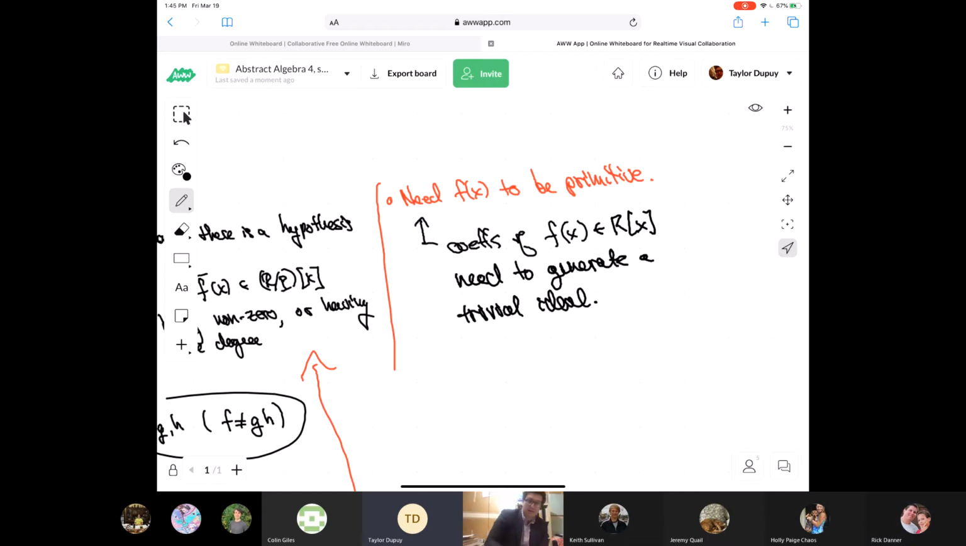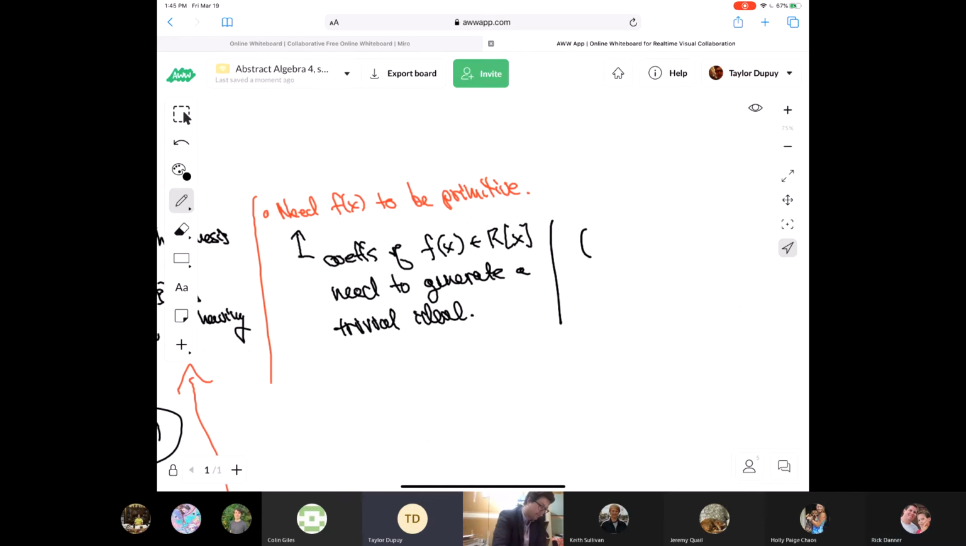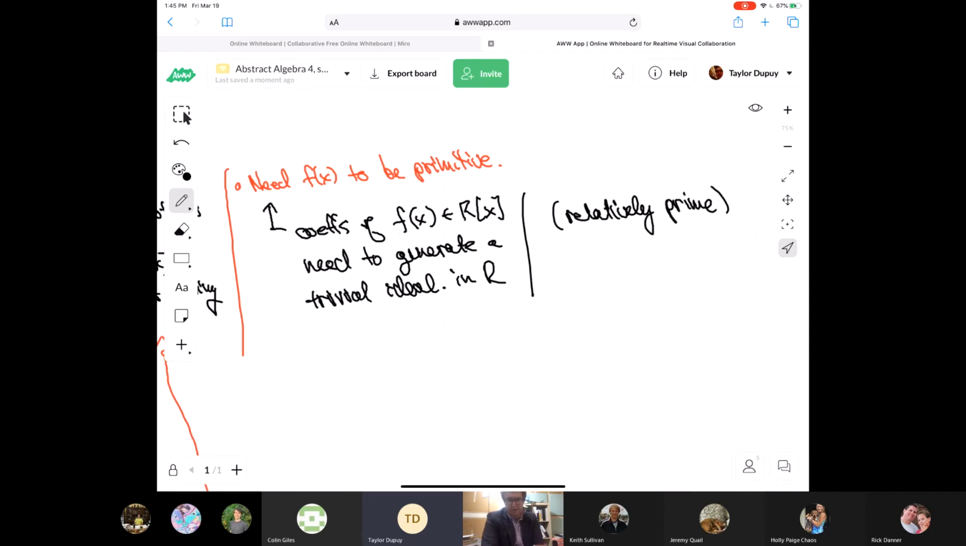Relatively prime? You mean relatively prime or no? Yeah, relatively prime. That's the same thing as relatively prime in R. Okay, and so let me look this up. I don't want to, so take this with a grain of salt right now. I'm going to look this up after class to make sure that I'm stating everything completely correctly.